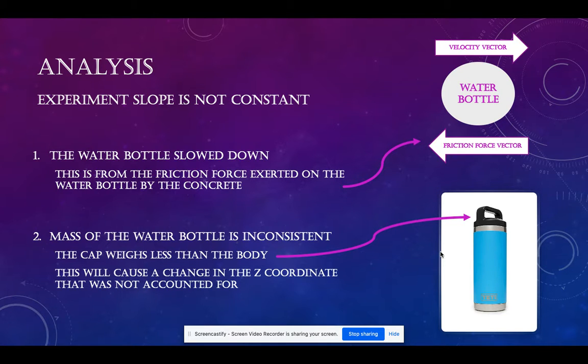So this force acting upon the water bottle is going to cause the velocity vector to become smaller and slow down. Another thing to consider is the mass of the water bottle is inconsistent. So although we marked the center of mass of the water bottle being the center of the edge, that's actually not the case because the cap weighs less than the body. This will cause a change in the z coordinate. You may have been able to see in the video, the water bottle did move a little bit closer towards the camera as time went on. So that's because the center of mass is not exactly in the center.